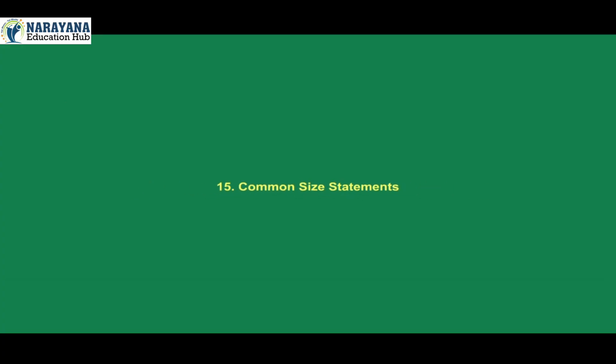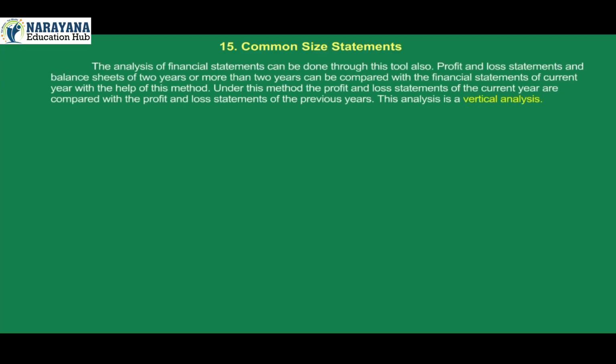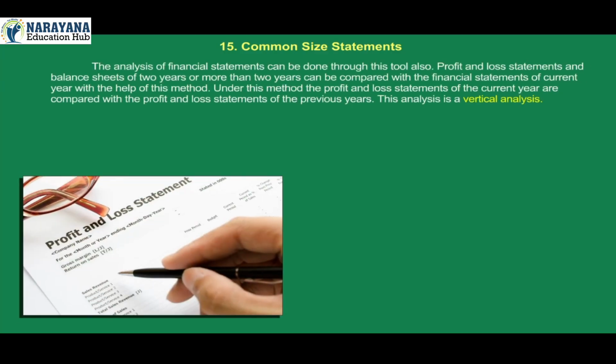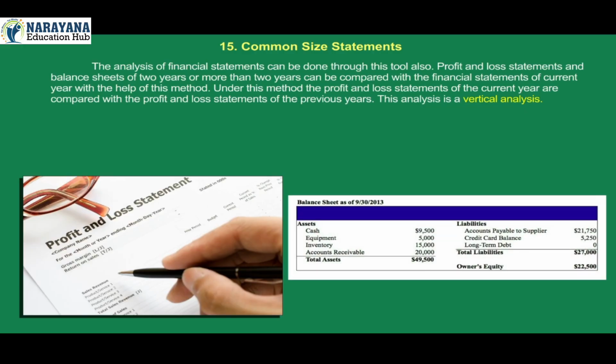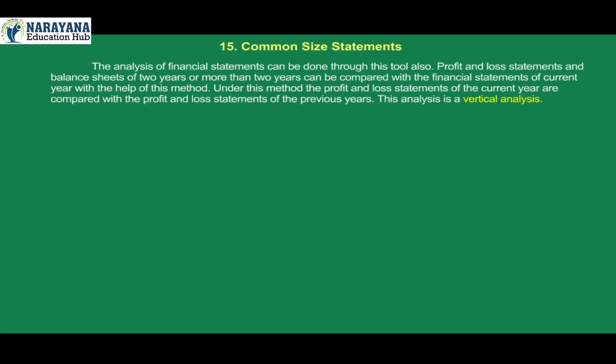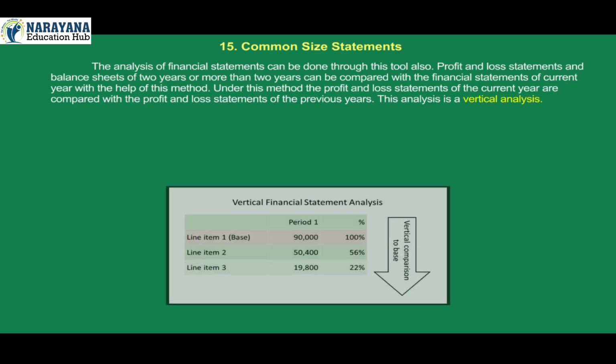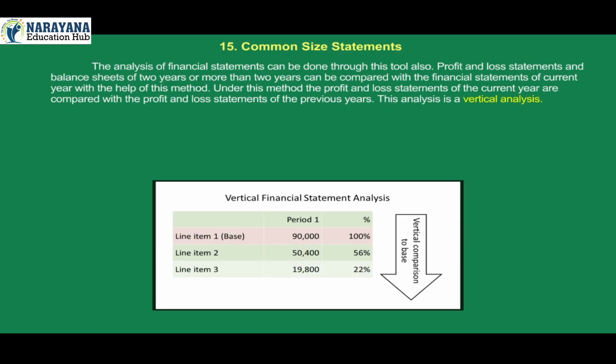15. Common size statements. The analysis of financial statements can be done through this tool also. Profit and loss statements and balance sheets of 2 years or more than 2 years can be compared with the financial statements of current year with the help of this method. Under this method, the profit and loss statements of the current year are compared with the profit and loss statements of the previous years. This analysis is a vertical analysis.